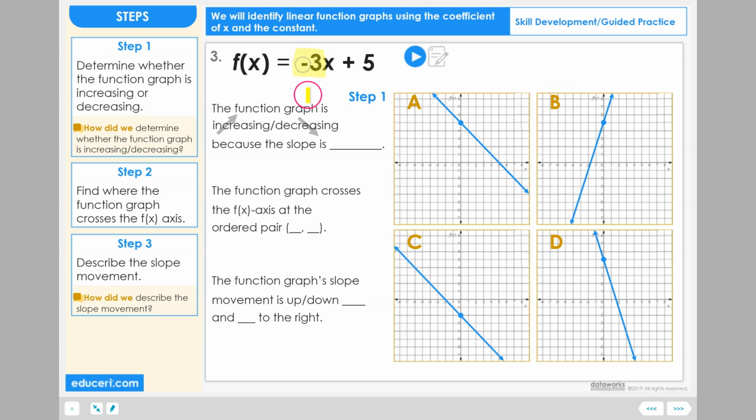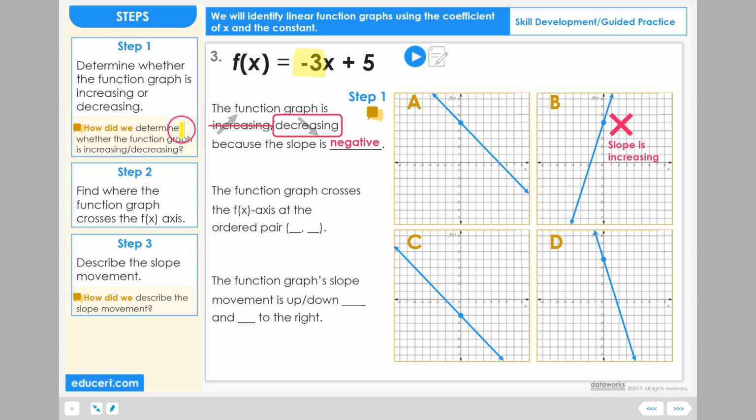The coefficient of x in this graph is negative 3. Because it is a negative value, we know that the function graph is decreasing because the slope is negative. Taking a look at the graph options, A is a decreasing graph, B is an increasing graph, C and D are also decreasing graphs, telling us immediately that option B is not going to be correct because this graph has a slope that is increasing.